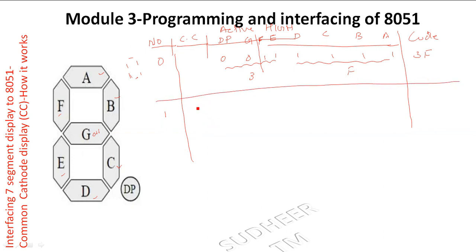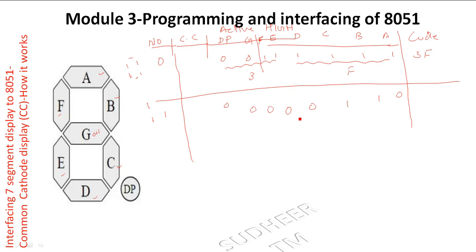Now the decimal point is also 0. To show the number 1, it must be B and C. So 1 looks like this only, remaining all LEDs must be off. So A is off, B is on, C is also on, D is off, E is off, F is off, G is off.